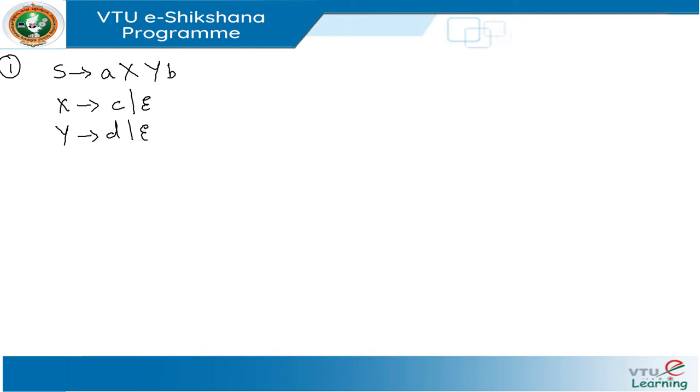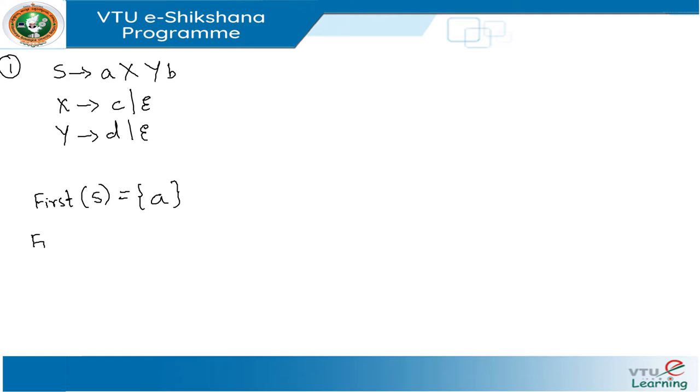To construct a predictive parsing table, first we need to find out the first and follow sets for all the non-terminals of the grammar. So first of S: here A is the terminal symbol that can be derived as the first symbol from S. So A is present in the first of S.